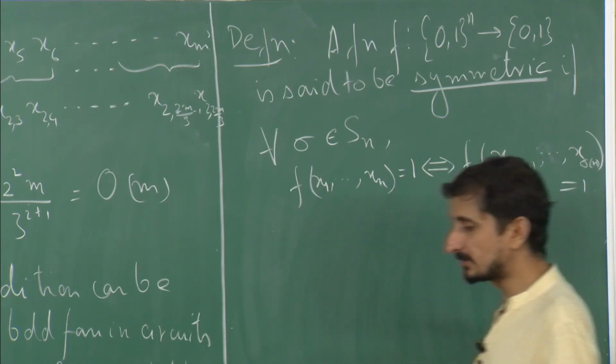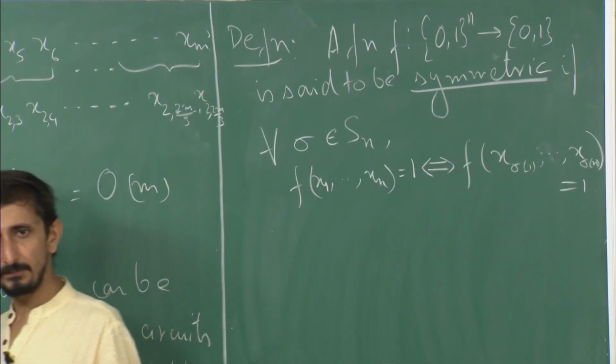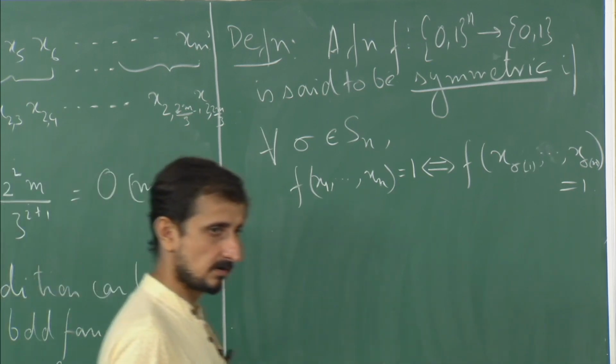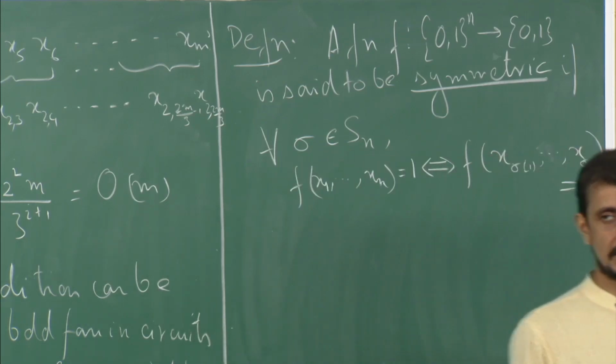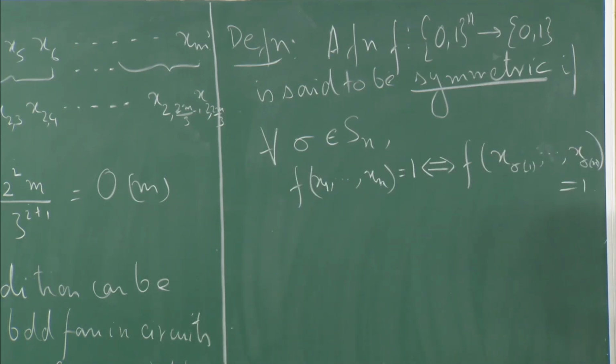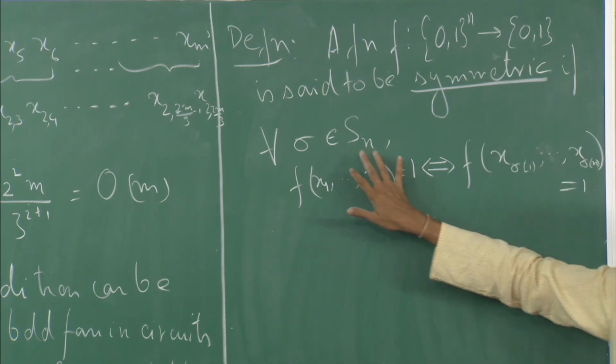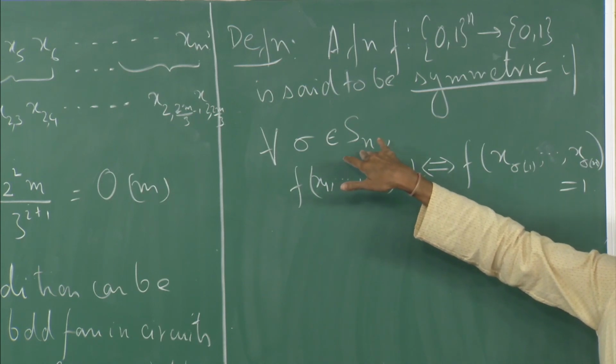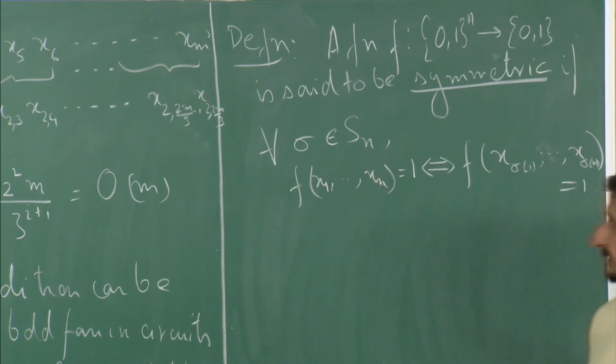So essentially what this is saying is that a function is symmetric if no matter how you rearrange the input bits, it will have the same value. That's all. So irrespective of the rearrangement. So Sn is the set of all permutations of size n.